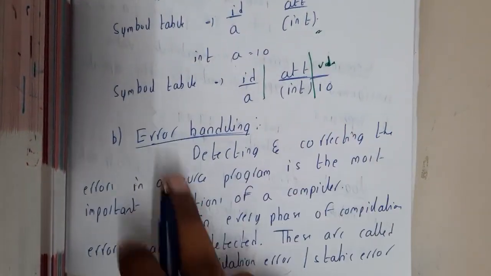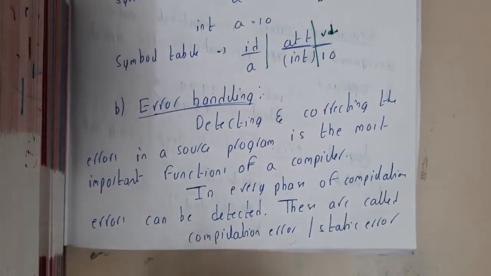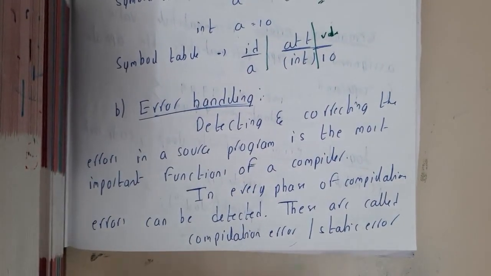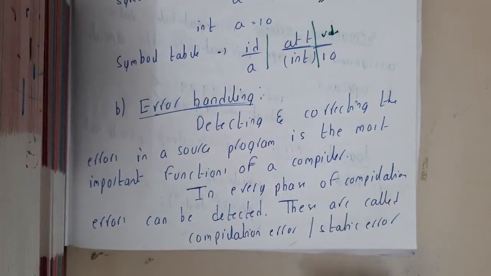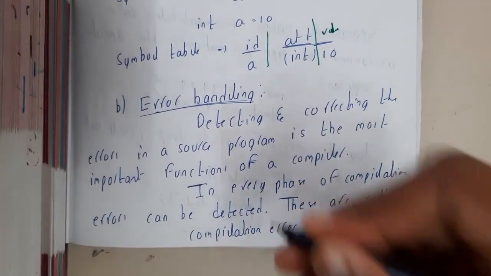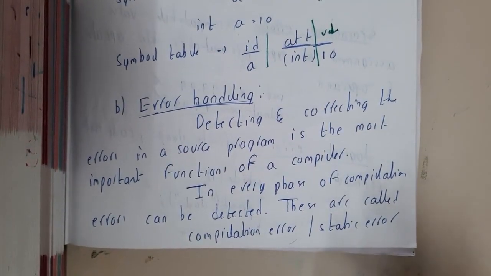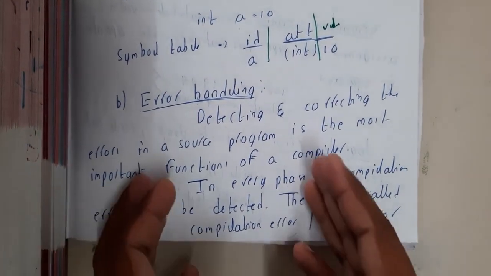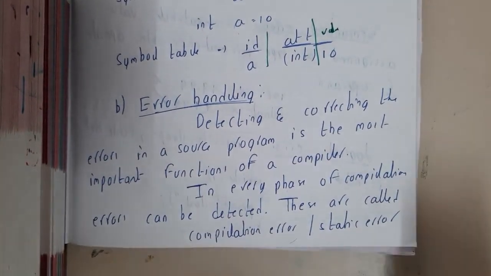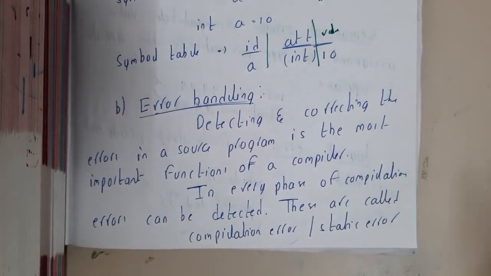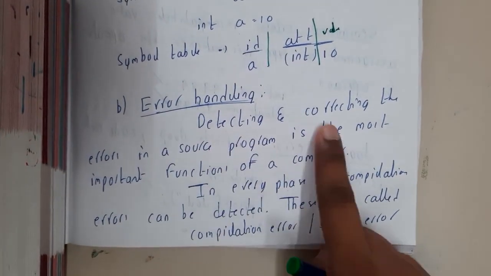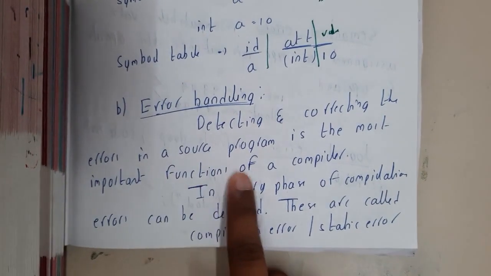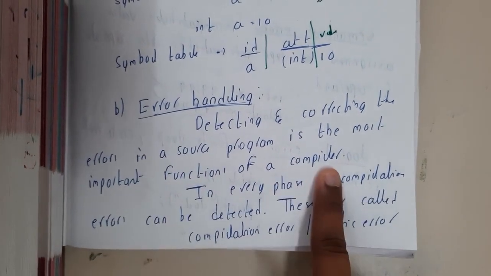Similarly, error handling. From the name only you can say it is nothing but to identify the errors. So if some kind of semicolon is missed, you need to get some kind of error. If you wrote typecasting errors like that, there are multiple types of errors, right? Those types of errors will be stored here and they will be printed as per our requirements. So detecting and correcting the errors in the source code is the most important functionality of a compiler.